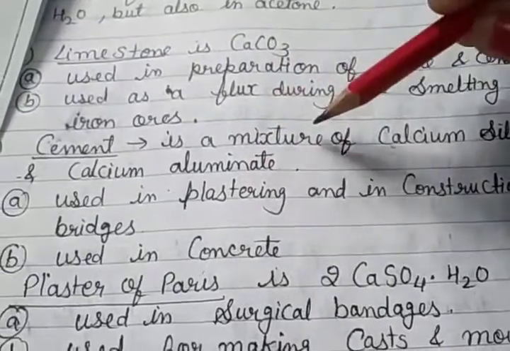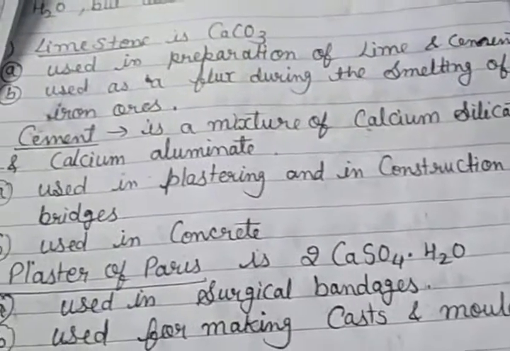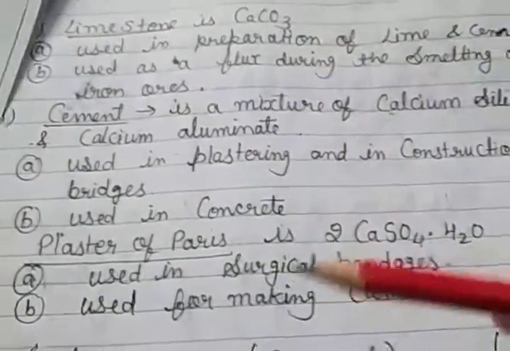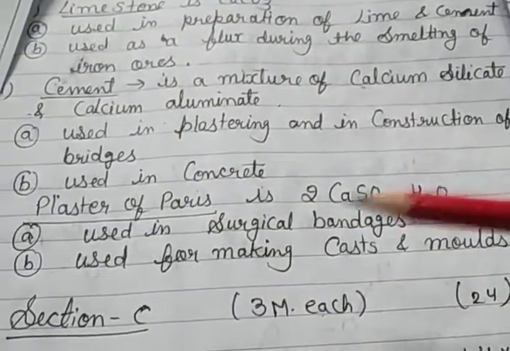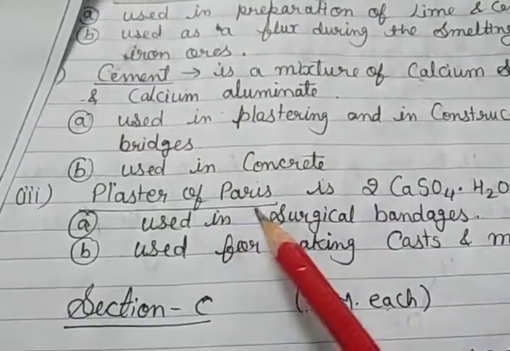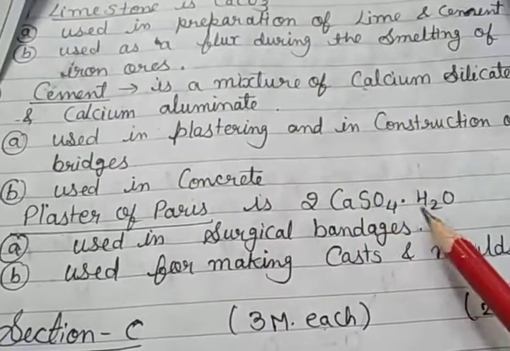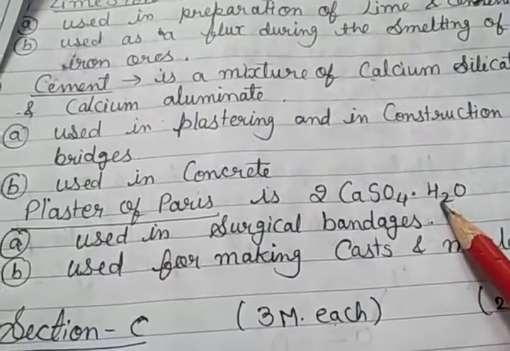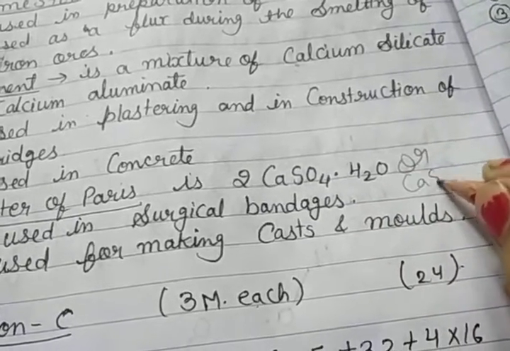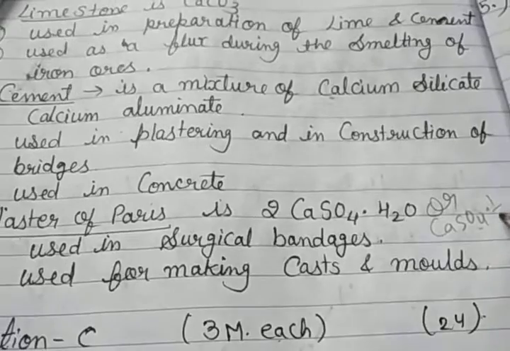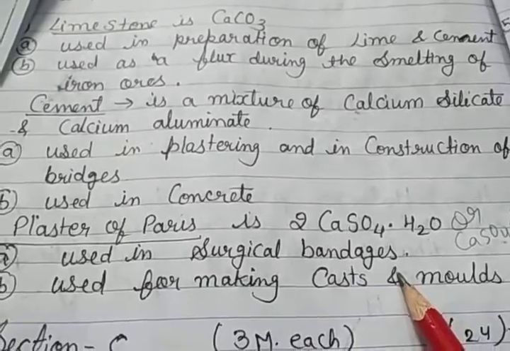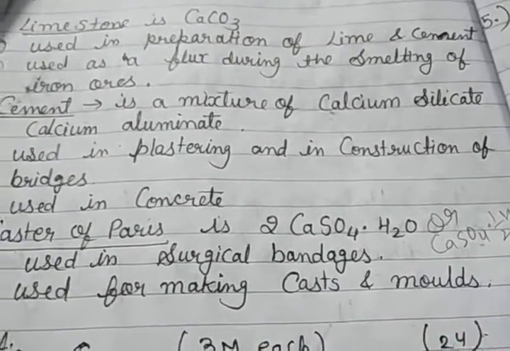Then cement. Cement is a mixture of calcium silicate and calcium aluminate, and it is used in plastering, in construction of bridges, and also in concrete. Then plaster of Paris, it is calcium sulfate hemihydrate, CaSO4.½H2O. It is used especially in surgical bandages and for making casts, molds, and craft.